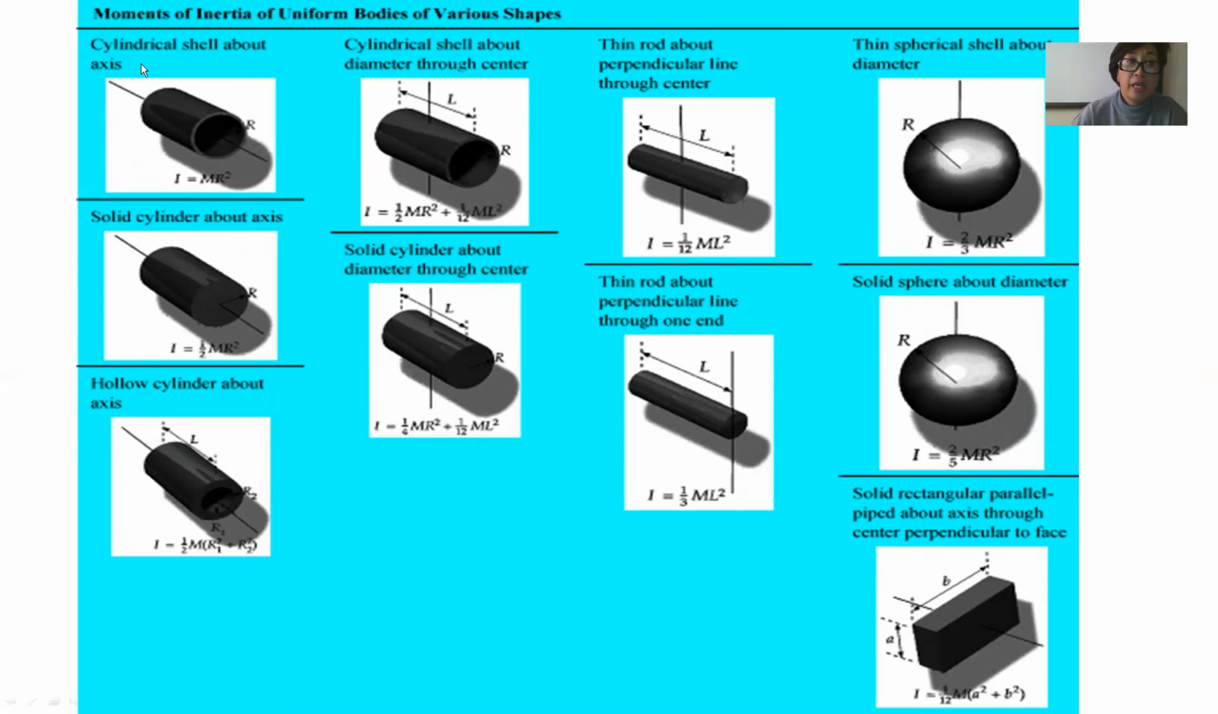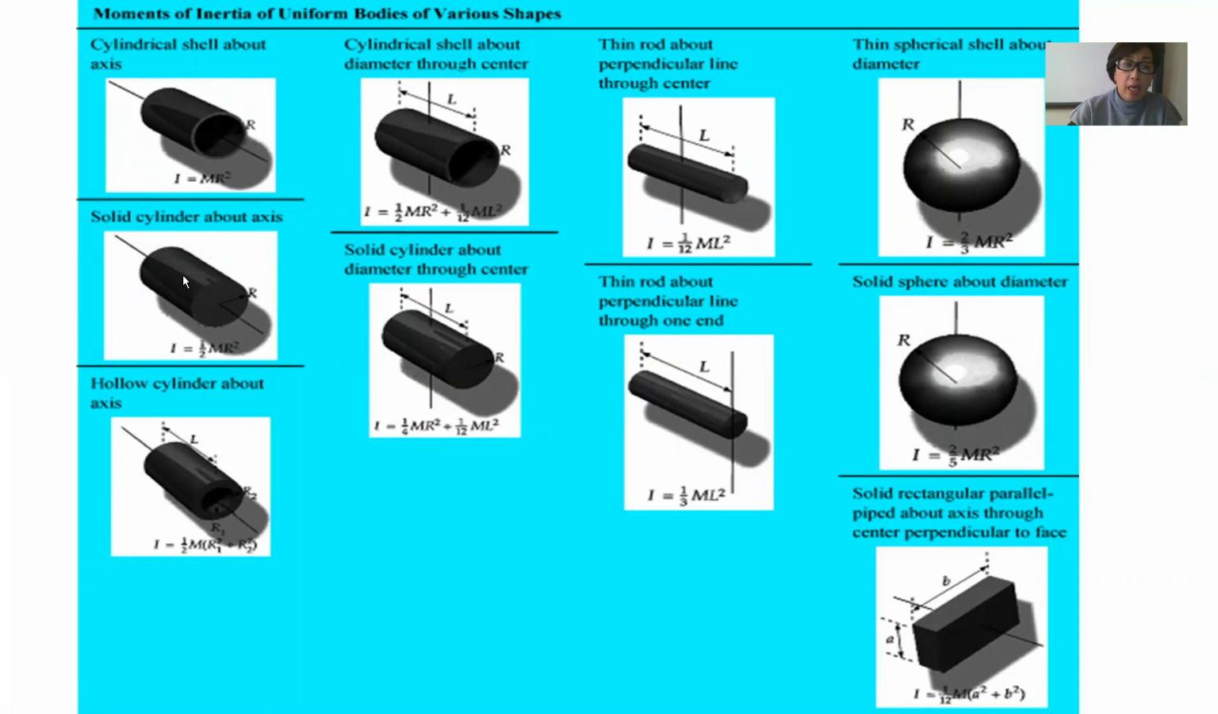Here we see the moment of inertia of uniform bodies of various shapes. First, the cylindrical shell about its axis. This is a cylindrical shell with radius r, and the moment of inertia of the cylindrical shell equals m, the mass of the cylinder, multiplied by the square of the radius.